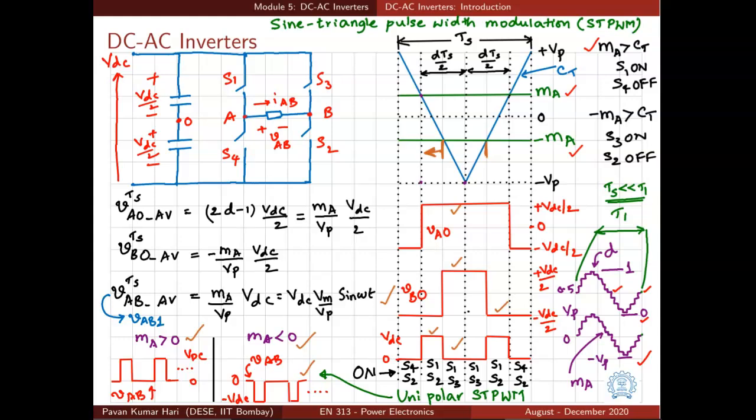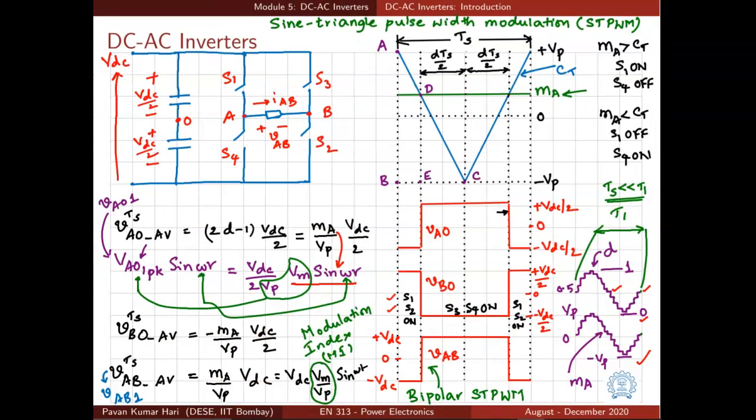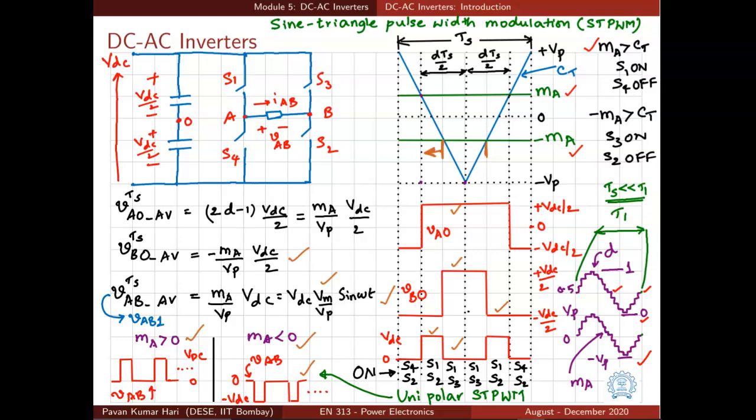However, the average voltage, VBO average over TS, is minus MA by V peak into VDC by 2. That gives us the average value of load voltage over Ts, same as before, same as that with bipolar sine triangle PWM, which is VDC into Vm by V peak into sin omega t. So the bipolar sine triangle PWM, which is shown here, and the unipolar sine triangle PWM, which is shown here, they give the same fundamental component of output voltage.